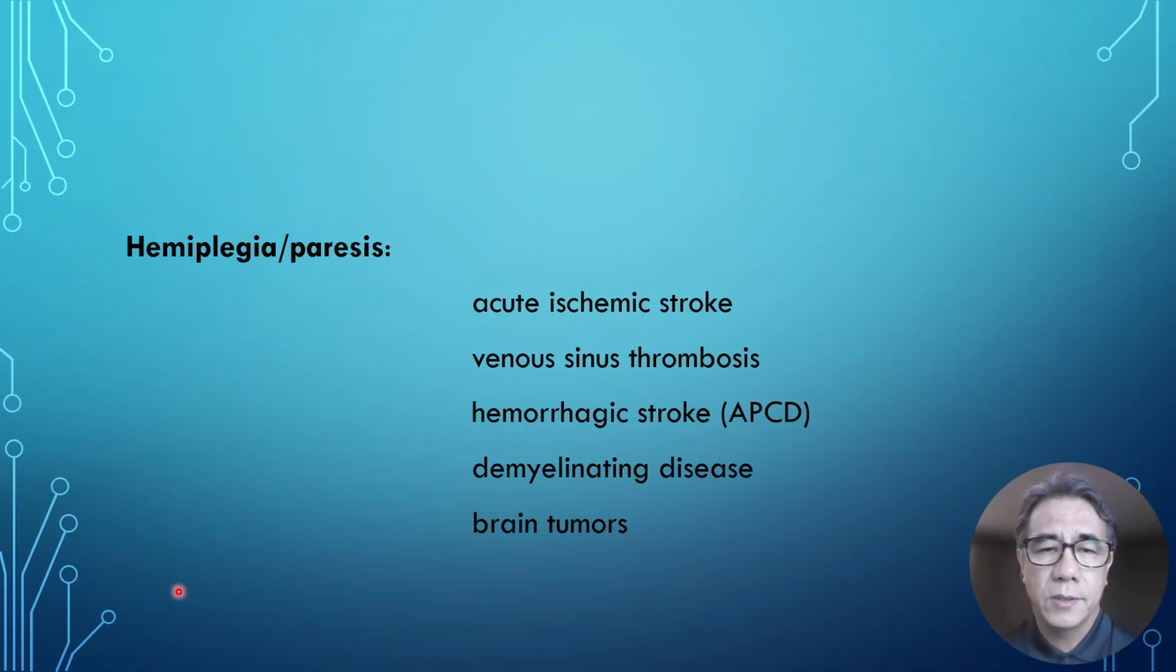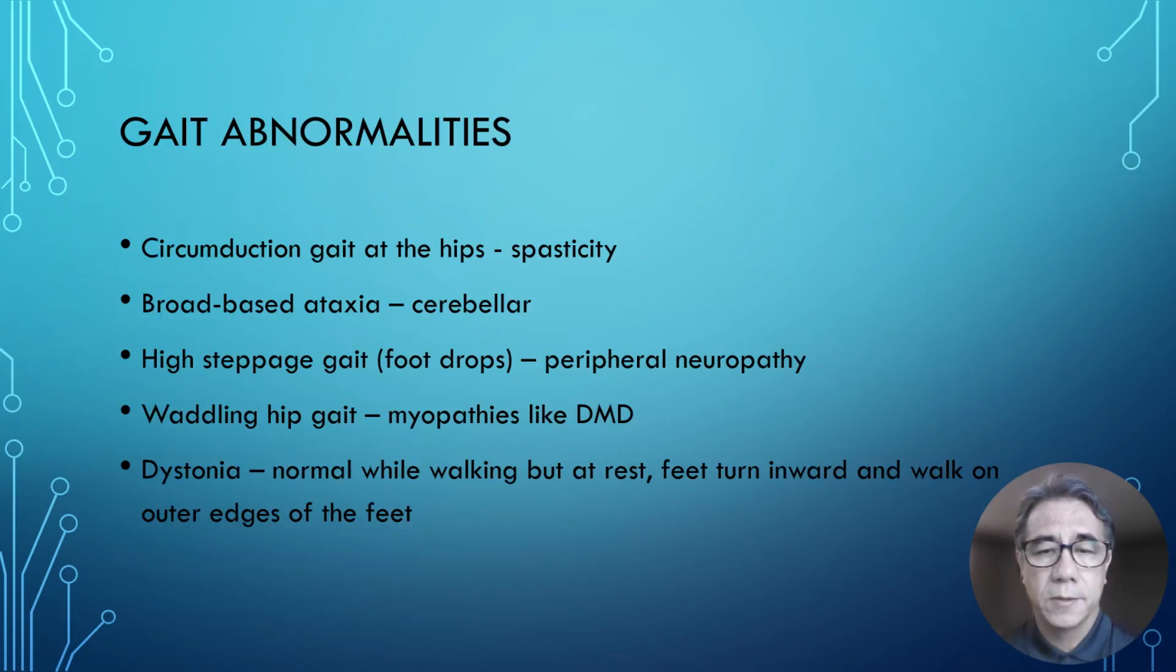Whereas if the patient has hemiplegia or hemiparesis, it's usually a stroke, either acute ischemic, venous sinus thrombosis, or even hemorrhagic stroke in infants, for example, of 3 to 4 months of age. Or demyelinating disease can mimic strokes, like multiple sclerosis, for example. And brain tumors, depending on location, may also present with hemiparesis.